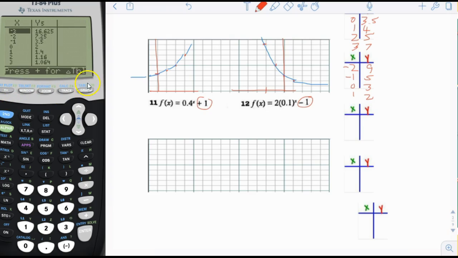Now let's check out some of the key numbers to graph it. So we'll put negative 1, 3.5. You notice sometimes I take the negative x numbers instead of the positive numbers because those are the ones that are easy to graph. 0, 2, 1, 1.4.